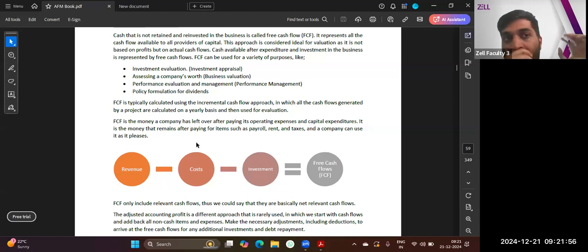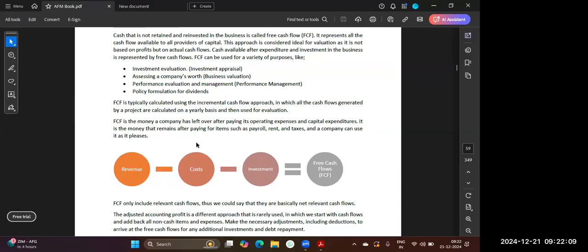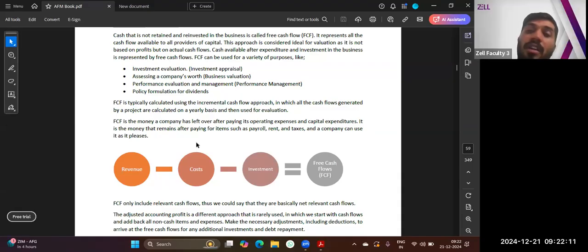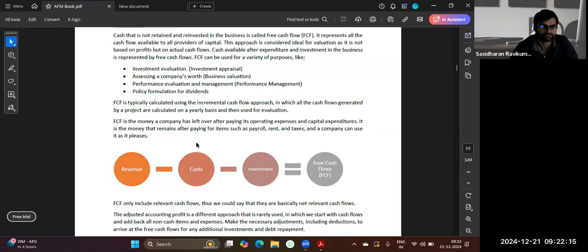You made a profit of 100. Okay. But does that mean that you have 100 rupees of cash with you? No, sir. Cash could be higher or cash could be lower. Correct? Yes, sir. Right?